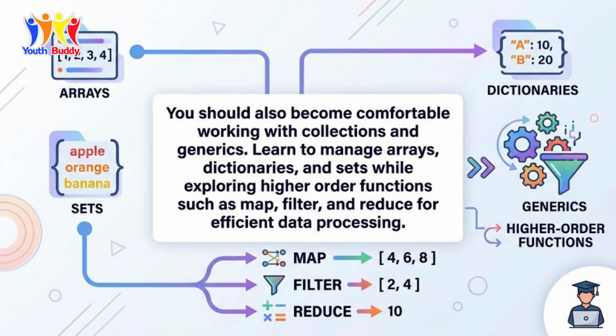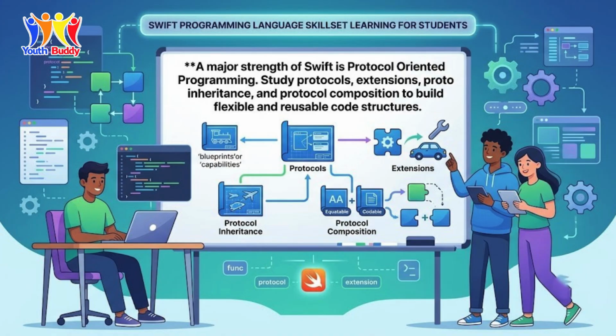You should also become comfortable working with collections and generics. Learn to manage arrays, dictionaries, and sets while exploring higher-order functions such as map, filter, and reduce for efficient data processing. A major strength of Swift is protocol-oriented programming. Study protocols, extensions, protocol inheritance, and protocol composition to build flexible and reusable code structures.